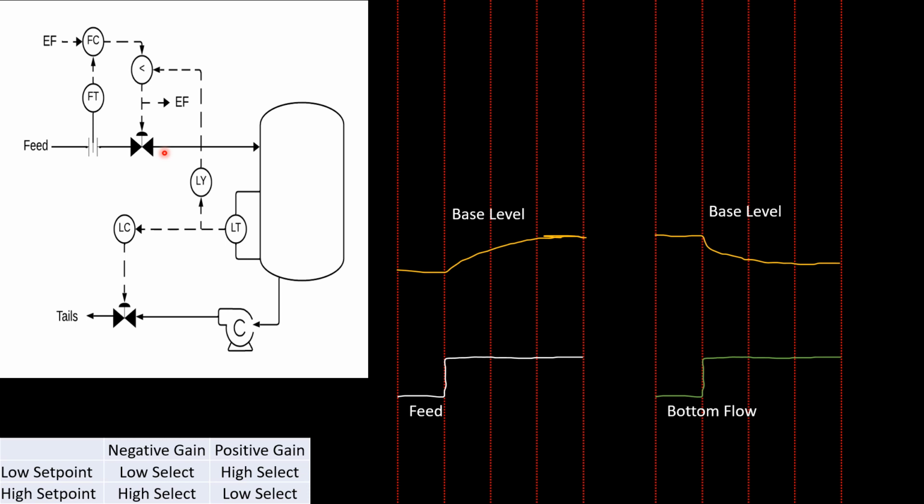Therefore, we need a high level override controller to override this flow controller in case the base level gets too high. We know that if we increase feed, we're going to increase base level, while if we increase bottom flow, we decrease base level. Since if we increase feed, we increase base level, and we need a high level override controller, we have a positive gain, and we have a high set point, so we need a low select function block, as we can see here.